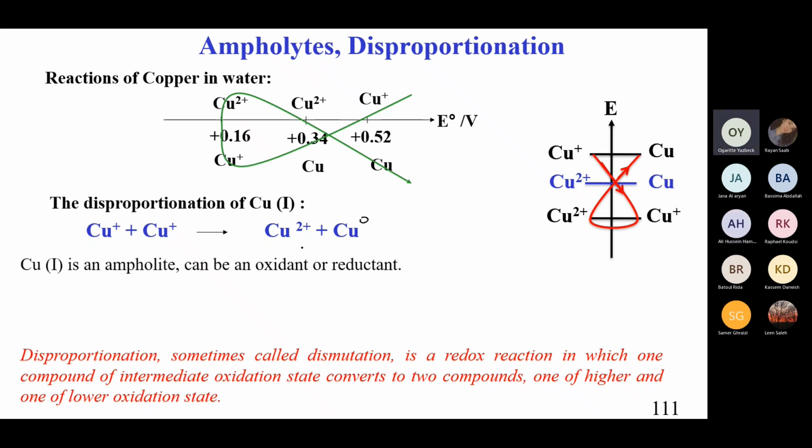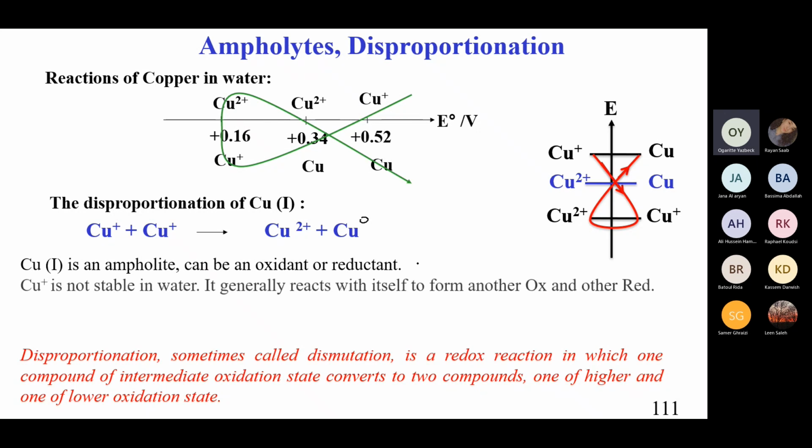Yes, doctor. So we're calling this copper plus, or copper 1, an ampholyte. It can be an oxidant or a reductant. Is it stable in water? If you have a spontaneous reaction between this copper and itself, then we say it's not stable. And automatically all of the copper plus becomes copper 2 plus and copper 0. And actually we cannot buy copper plus. No, we can't actually get copper plus on its own.